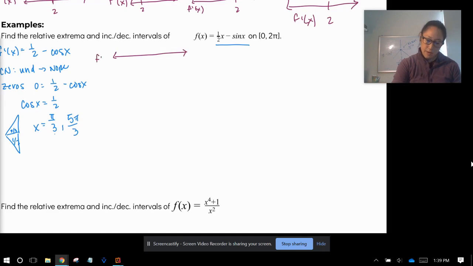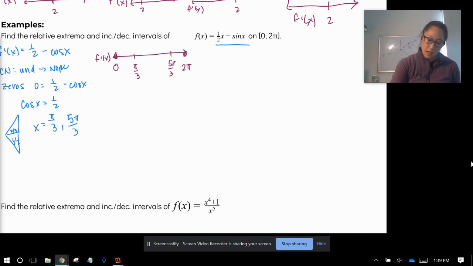And this is the number line of f prime of x. We have to use, actually this is on a closed interval, so from 0 to 2 pi. So instead of arrows, I'm going to put my endpoints. And then I have a point at pi over 3 and a critical number at 5 pi over 3. All right, time to test.